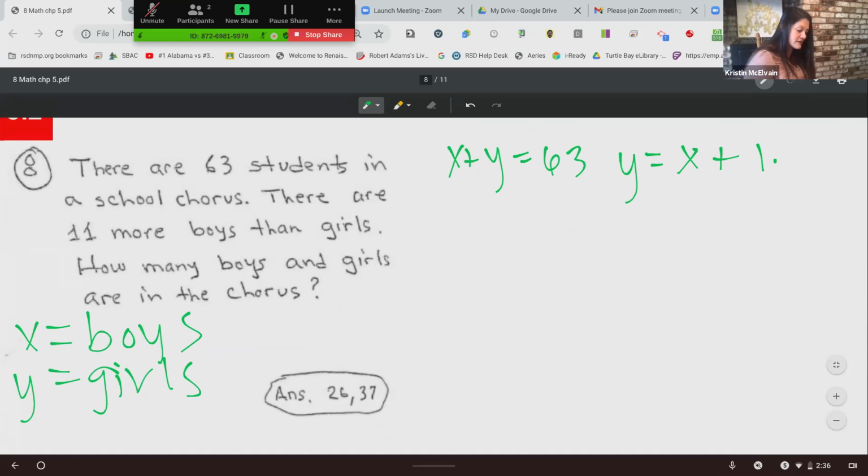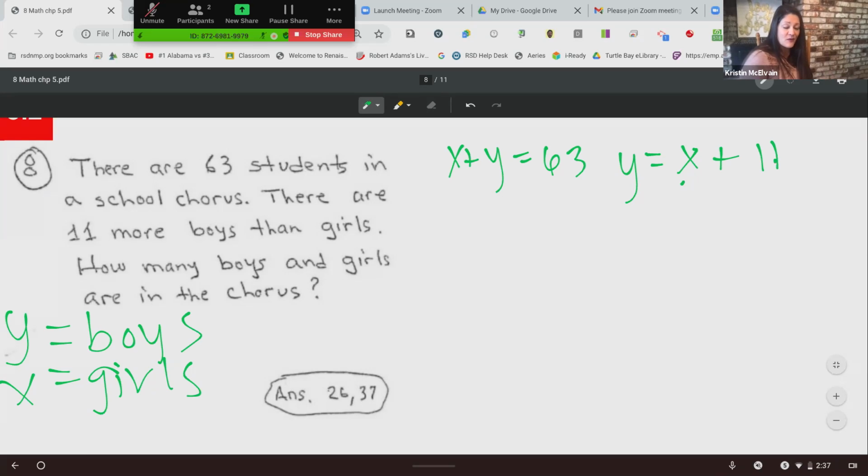So watch what I'm going to do because I'm lazy. I don't want to have to solve for y over here. I want it to already be solved. So I'm simply going to change it so boys are y and girls are x. See how I did that? There are 11 more boys than girls, so boys are girls plus 11. Almost had to do a couple extra steps there. All right, so that equation is all set.